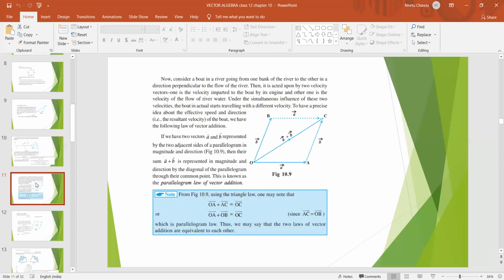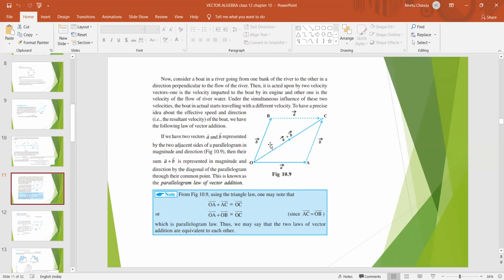Now we'll move to the next law, which is known as the parallelogram law of vector addition. See here, it is being shown. Consider a boat in a river going from one bank to the other in the direction perpendicular to the flow of the river. Then it is acted upon by two velocities. One is the velocity imparted to the boat by its engine, and the other is the velocity of the river flow. Under the simultaneous influence of these two velocities, the boat in actuality starts traveling with a different velocity.